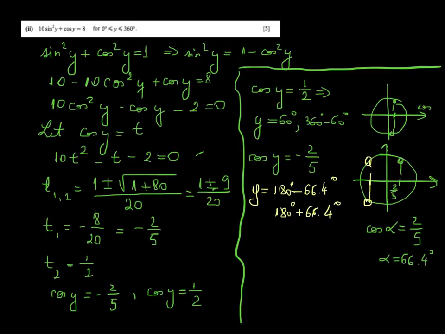So now my final answers will be: y is any of the following angles: 60 degrees, 113.6 degrees from 180 minus 66.4, then 246.4 degrees from this one, and the last one, 360 minus 60, 300 degrees. So I have 4 angles.